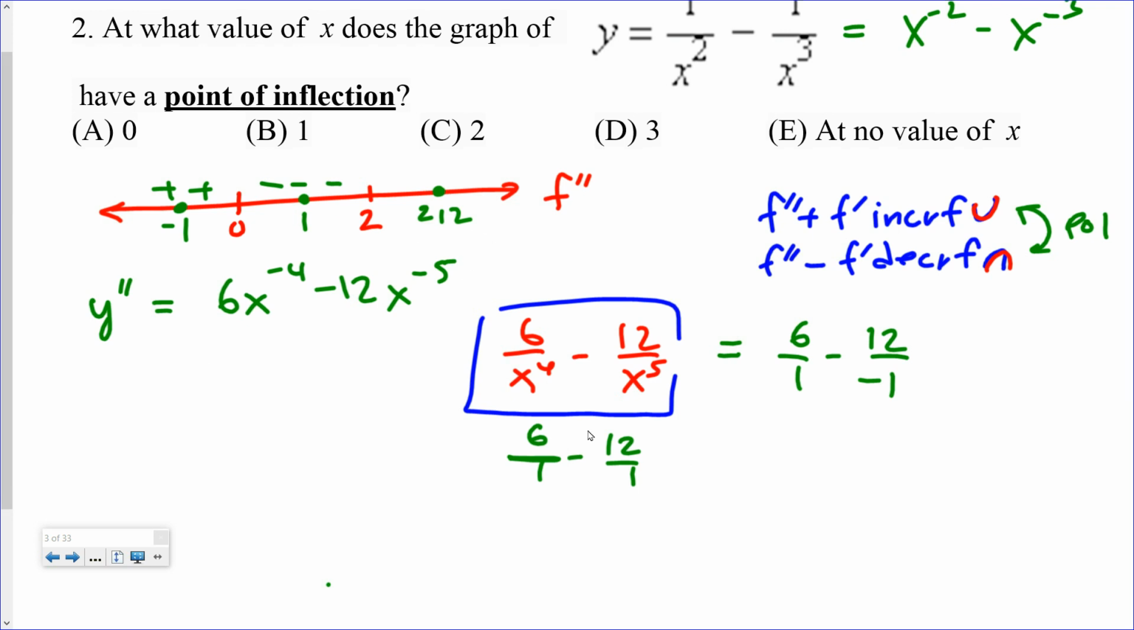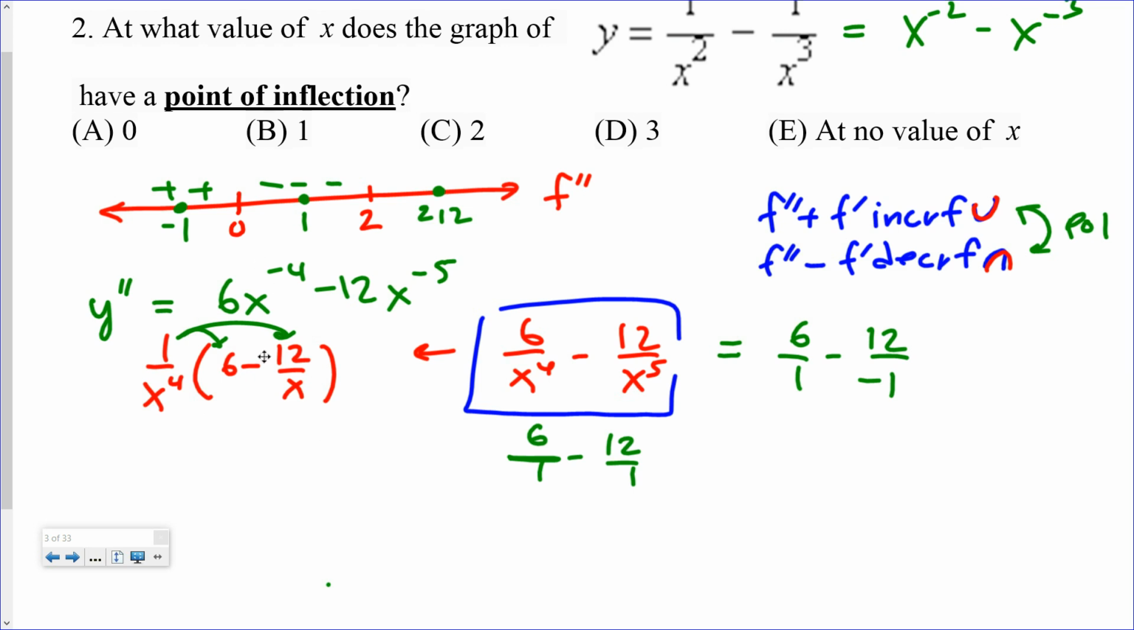And then if I plug in 212, hold on. If I plug in 212, let me factor this. I'm going to factor as 1 over x to the 4th, times 6 minus 12 over x. Are you guys okay with that? Because if I remultiply this, if I distribute it, I get the same thing. Okay? So if I plug in 212, is this going to be positive or negative?